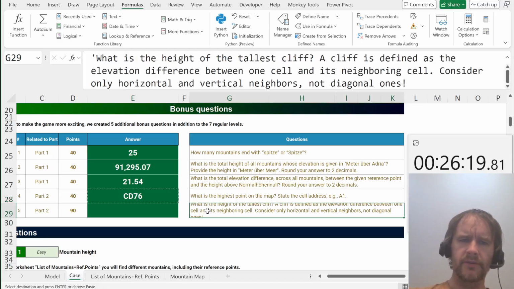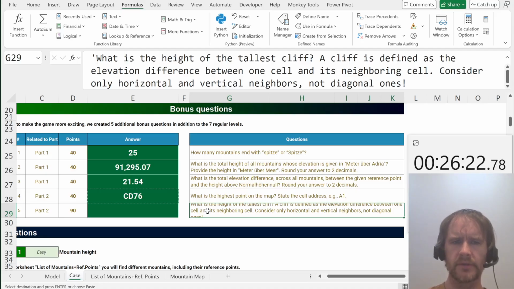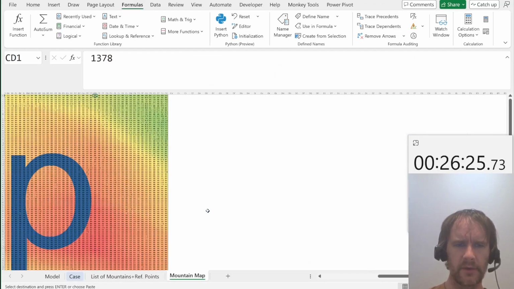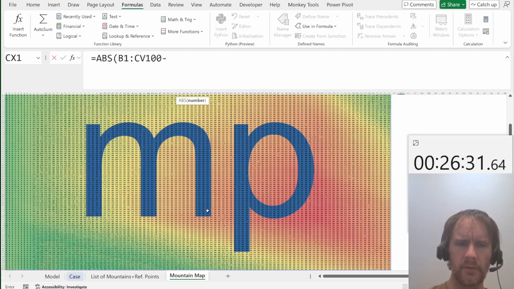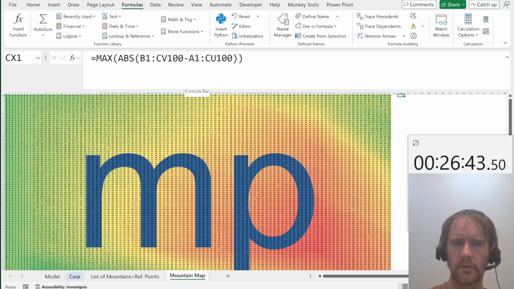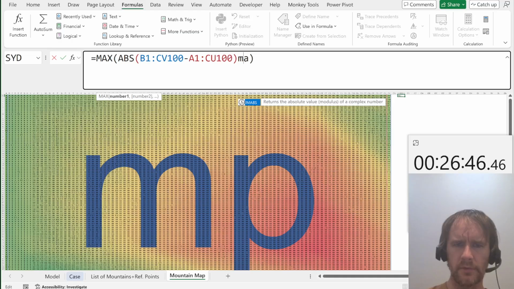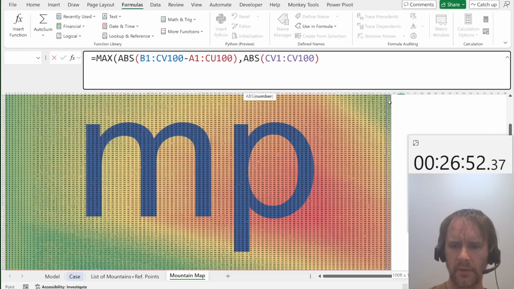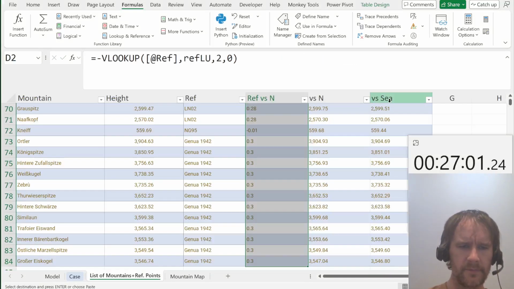What is the height of the tallest cliff? A cliff is defined as the elevation difference between one cell and its neighboring cell. Consider only horizontal and vertical neighbors, not diagonal ones. Okay. So I think I want abs of this minus this. On the max of that, and also of abs, comma, abs of this minus this. I think that's the answer.